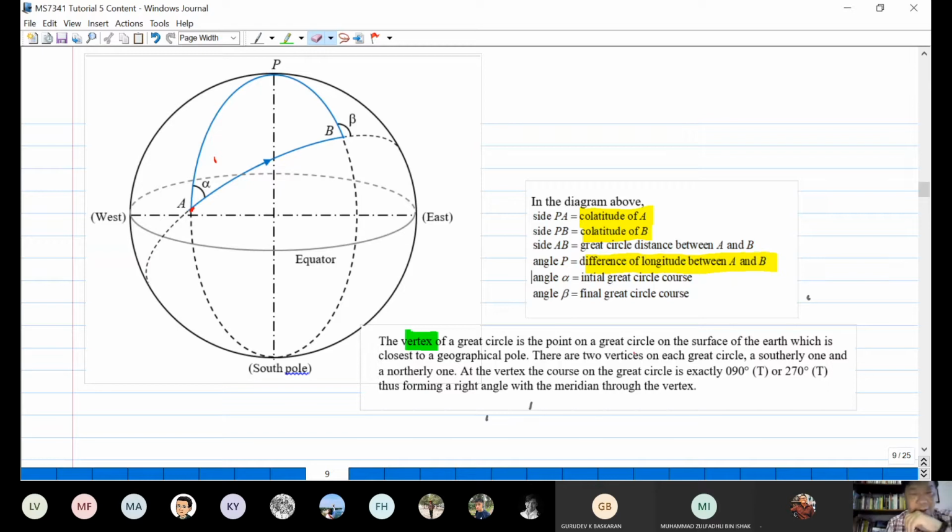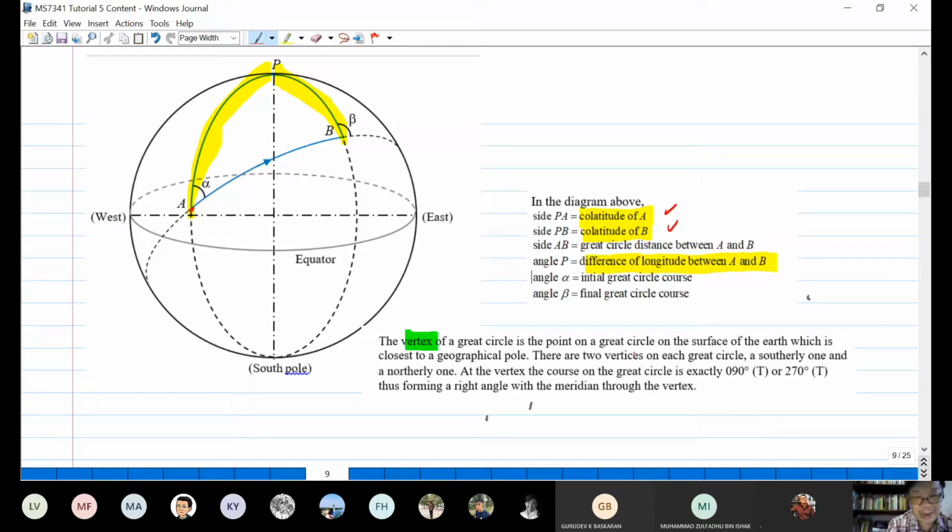I'm going to talk about what is the co-latitude of A. There's something called the co-latitude of A. This is the distance between A and the North Pole. So the co-latitude of A is the distance between A and the North Pole here. That's co-latitude. And of course the distance between B and the North Pole is the co-latitude of B. It is the part mentioned here. Co-latitude of A, co-latitude of B.